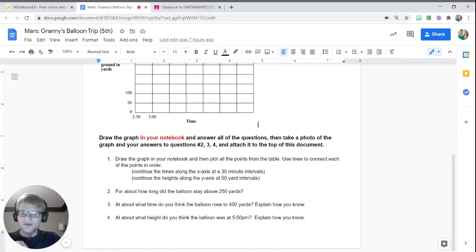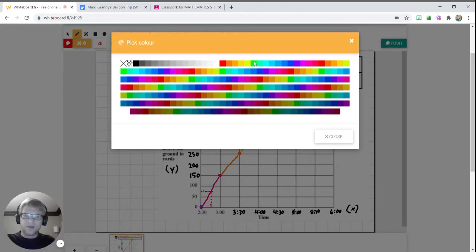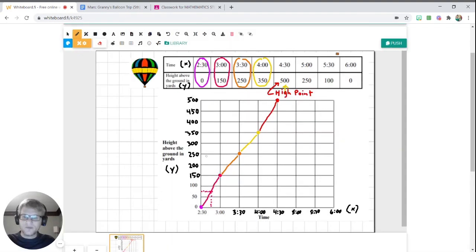Let's go back to that. So right here, this is the one I'm reading. For about how long did the balloon stay above 250 yards? We want to know time then. So we got to go back into our graph and say 250 yards. That's what we're looking for. So what you want to do is go back. I'm grabbing a different color. We're talking about staying above 250 yards. Well, here's 250 yards. So I'm going to draw a dotted line right here, right? This is my 250 yards.